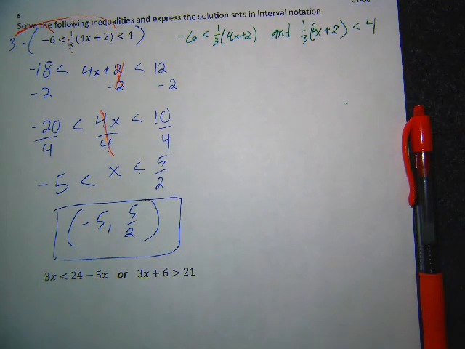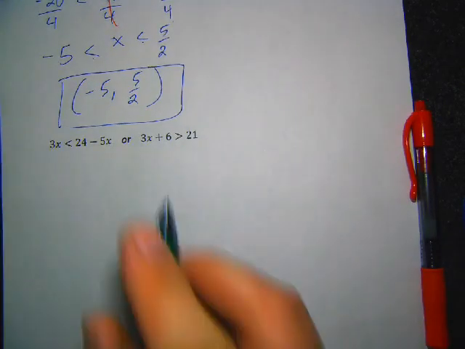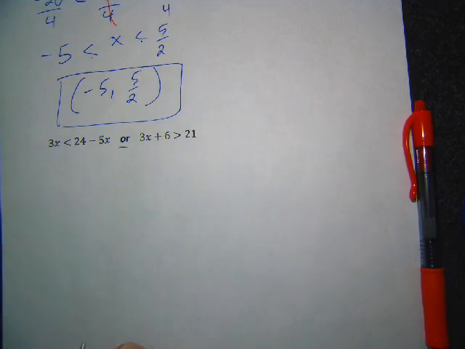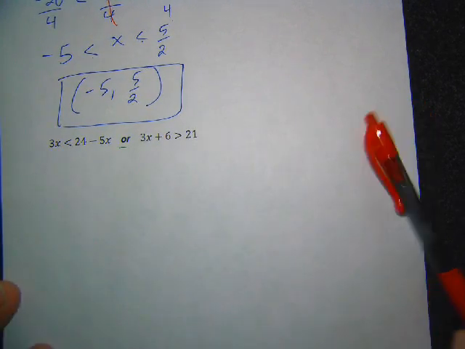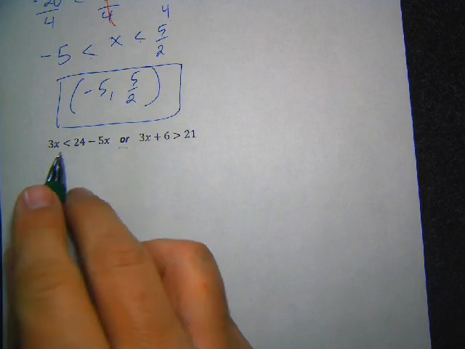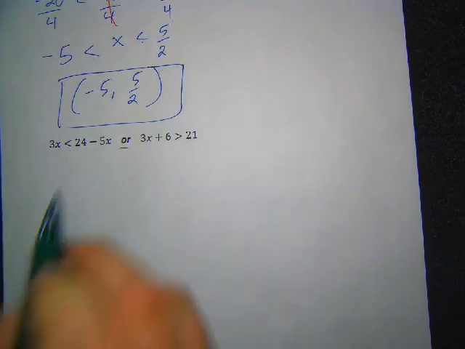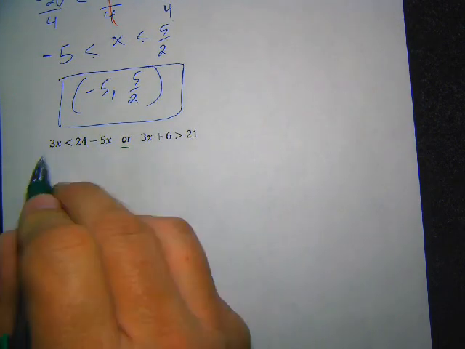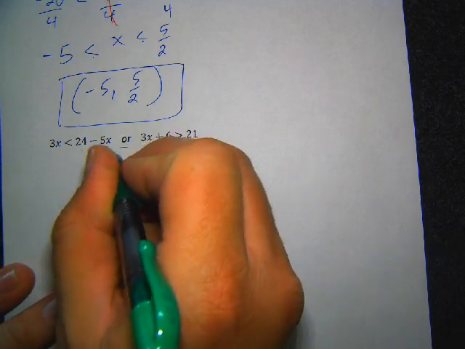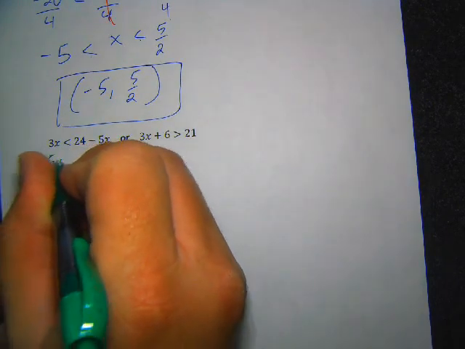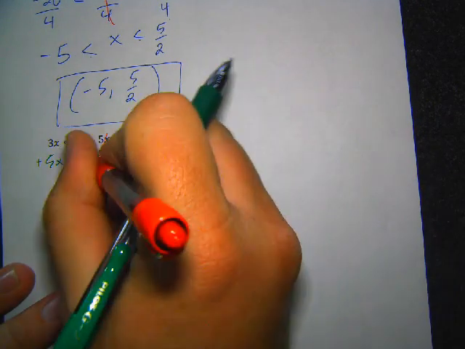Okay, let's do one more. This is another or, so we're going to solve each one, and then we're going to get those 2 sets and combine them. So let's solve this one. So I got, first off, 3x is less than 24 minus 5x. I want all the x's on the same side, so I'm going to go ahead and add 5x across. Add 5x. So they cancel on this side.